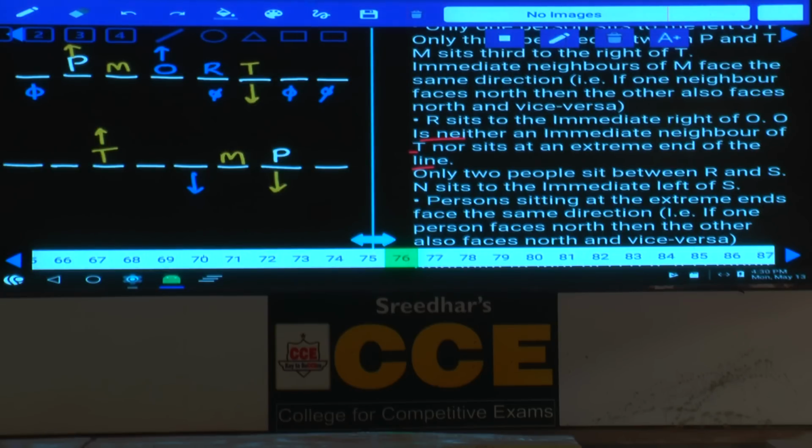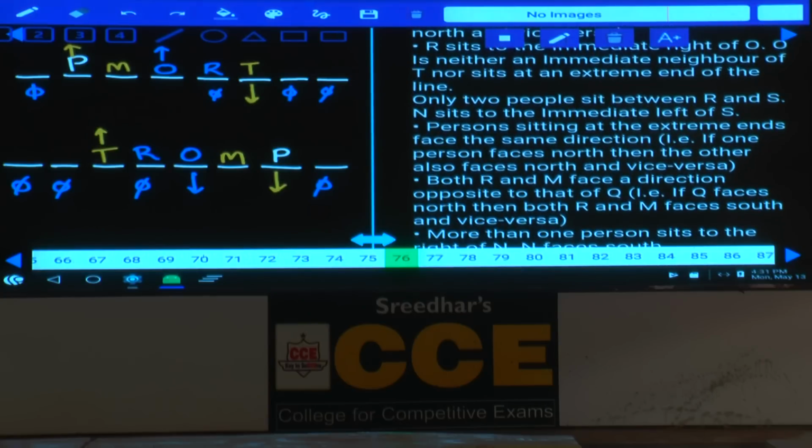Clear enough? Then coming to the second case, O cannot be here, and cannot be here, and O cannot be here as well. Then where should this O be? O must be here. If O is here, R sits to the immediate right of O, R is here. Done with this?